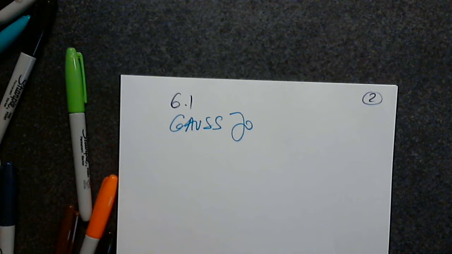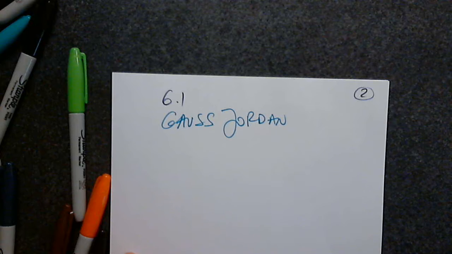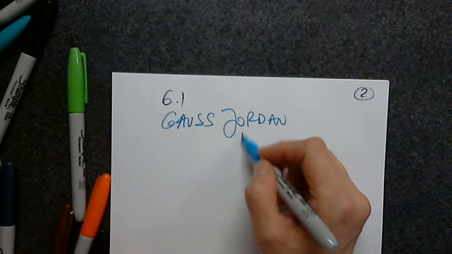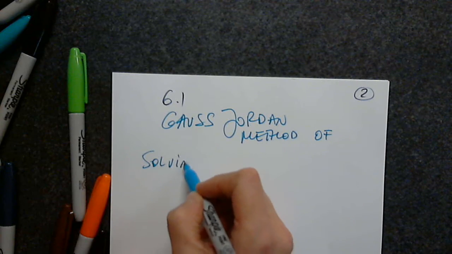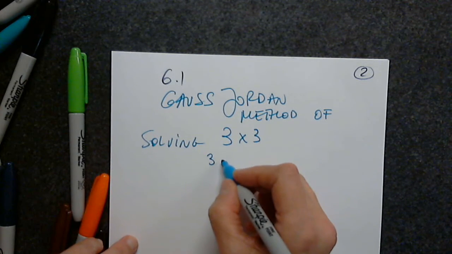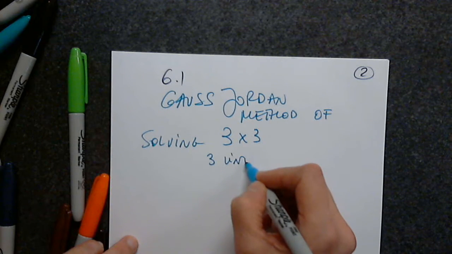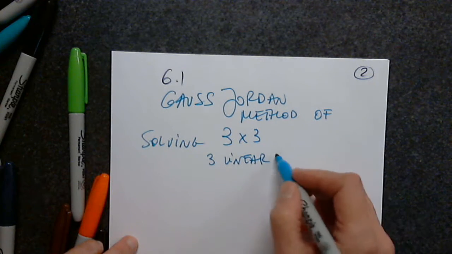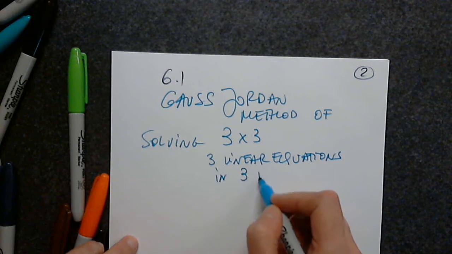I even rebooted twice to make sure that I got rid of the previous ones. I had a glitch again. Gauss-Jordan method of solving 3 by 3s, which means solving a system of 3 by 3: 3 linear equations, these are only linear equations, in 3 variables.